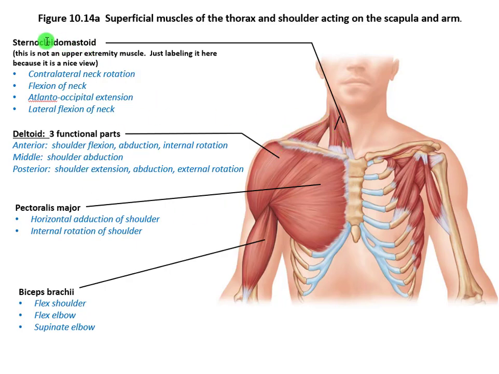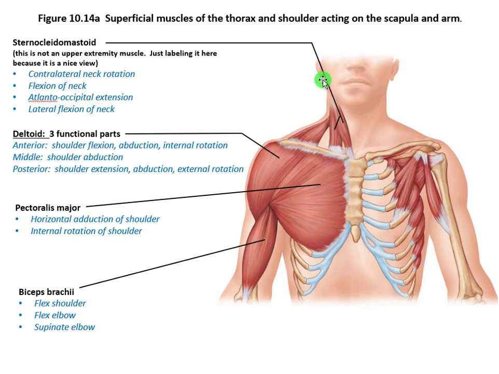The first muscle here is actually not a muscle of the upper extremity, but I include it here because it comes down from the neck. This muscle is called the sternocleidomastoid. The name itself tells you what it attaches to. Sterno means sternum, cleido refers to the clavicle, and mastoid refers to the mastoid process. So this muscle attaches from the mastoid process of the neck down onto the clavicle as well as the sternum. So what does it do?